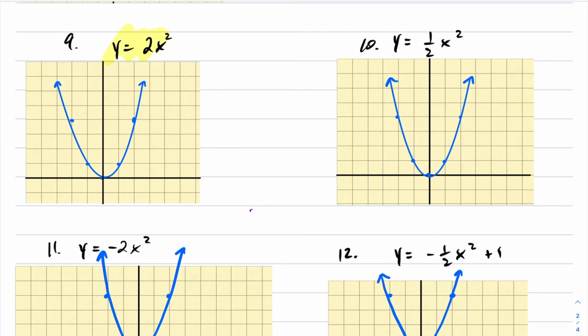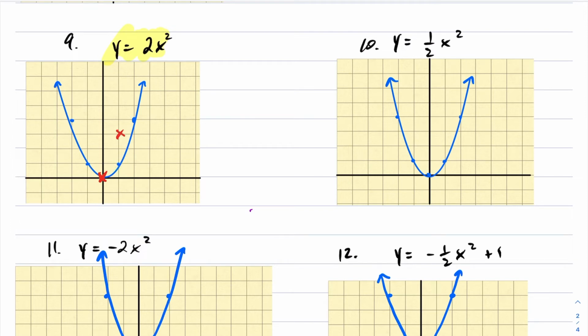So for number 9, we're looking at a different translation. The translation for number 9 is we're taking our normal parent function and we're just multiplying it by 2. Multiplying the output by 2. So you're doubling your output. So let's see what would happen with our quadratic here in number 9. The output here is 0 for this point right here, so it's unchanged.